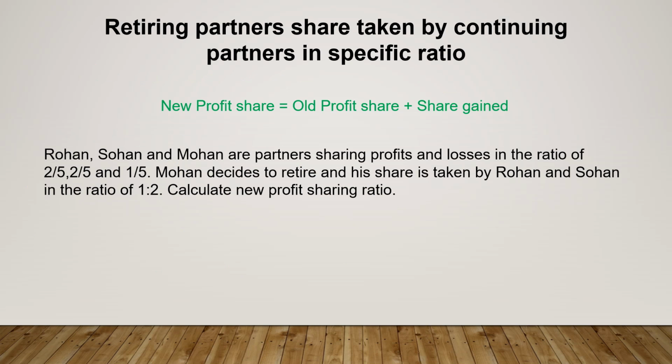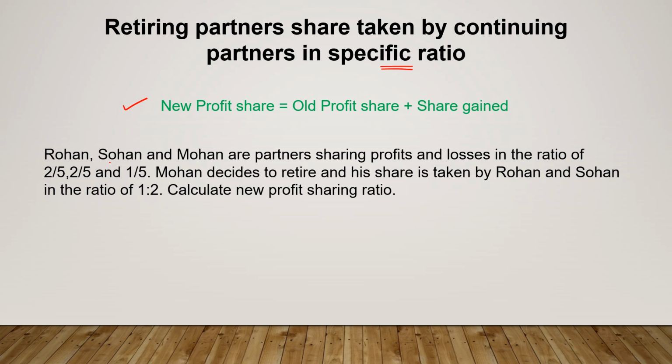Now moving on to the second case, where they say the retiring partner's share is taken by the continuing partners in a specific ratio. It means that in the question they specify that whatever was the share of the retiring partner is going to be taken over by the continuing partners in this particular ratio. Then you have to use this particular formula to calculate the new profit share. To calculate the new profit share, all we do is add to the old profit share the share which is gained by the individual partners, because the share of the retiring partner is going to be gained in that particular ratio which has been specified.